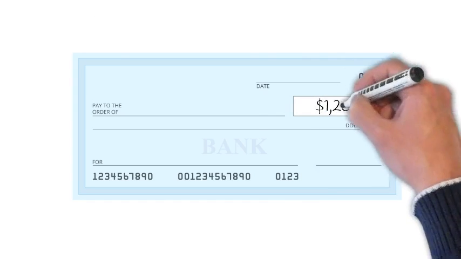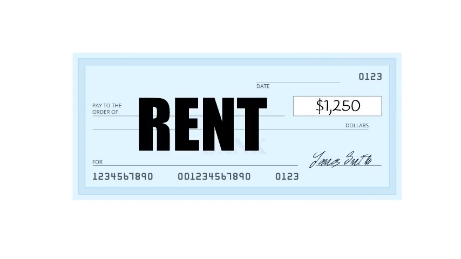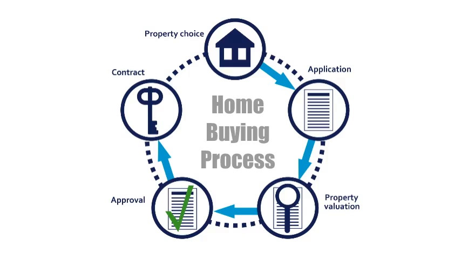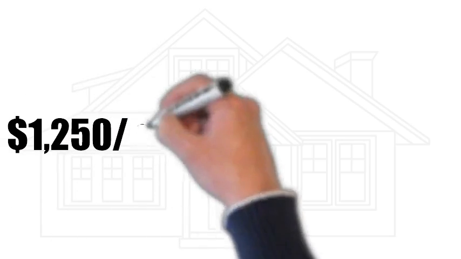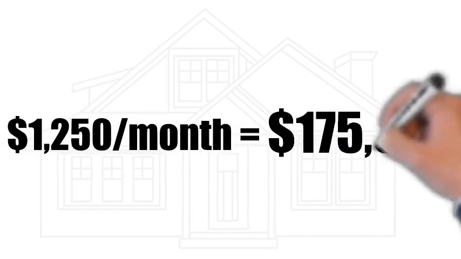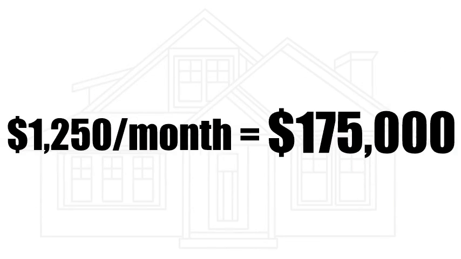James and Michelle are paying $1,250 per month in rent, but don't really understand the process of buying a home. They're afraid it's expensive and scary. What they don't know is that for $1,250 per month, they can buy a $175,000 house. How do they do it?